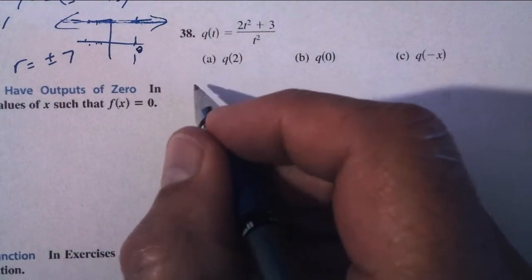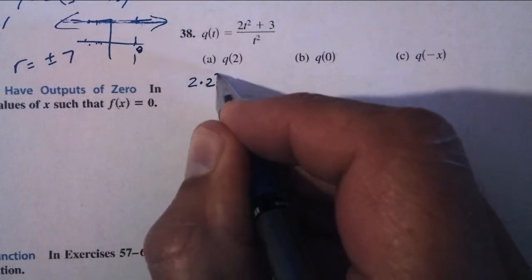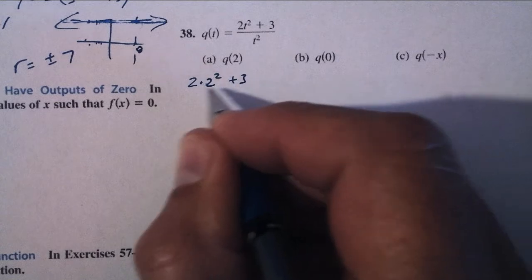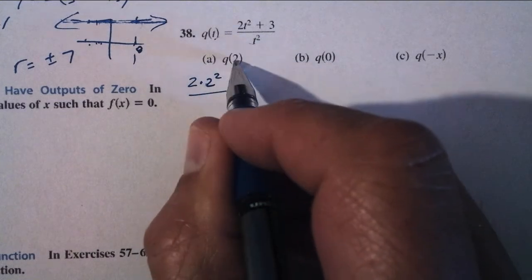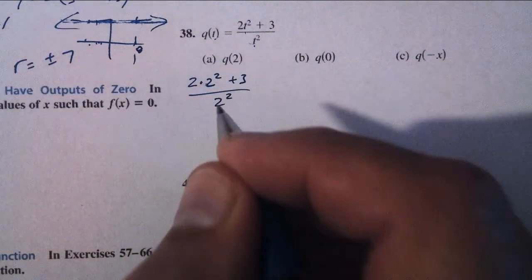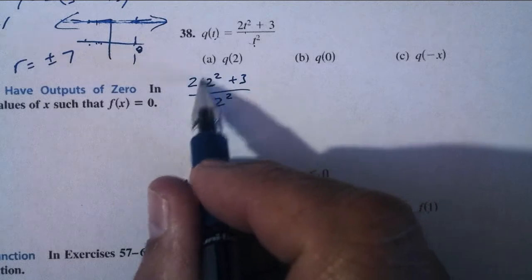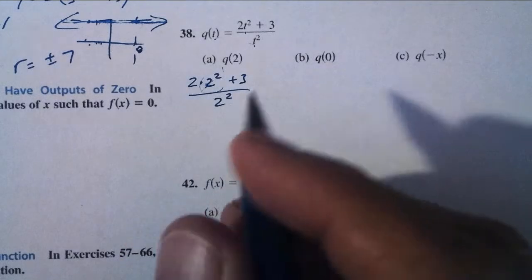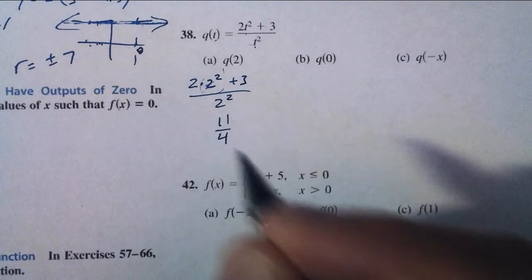So Q of 2. Q is a factory that takes 2's and puts them here. 2 times 2 squared plus 3, and puts the thing t goes here and here. The thing 2 goes there and there. 2 squared, and we get 4 times 2. We do this first. 2 squared, 4 times 2, 8. We get 11 on 4.